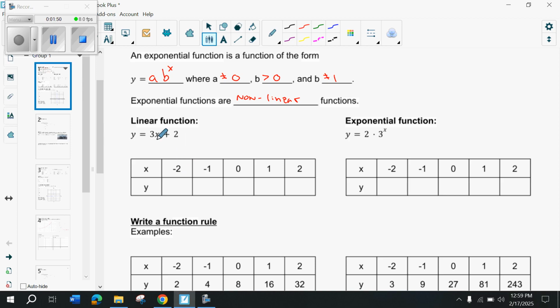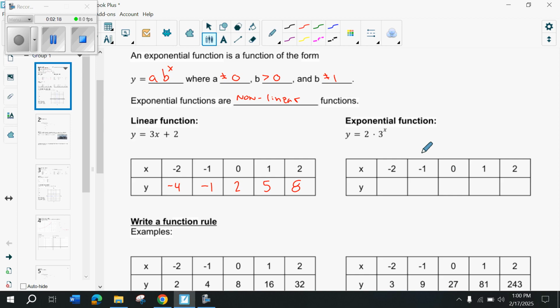For instance, if x equals negative 2, this part here would be negative 6, plus 2 ends up being negative 4. If x were negative 1, this is going to end up being negative 1. This is going to end up being 2. And then 3 times 1 is 3, plus 2 is 5. And then this is going to be 8.